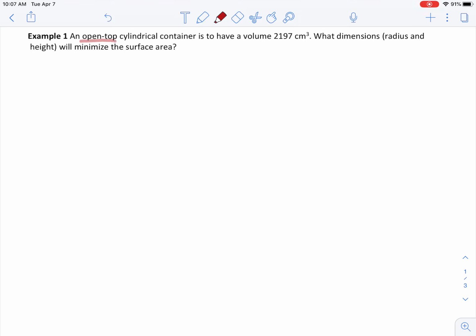But let me start with example 1, okay? This is the one that you will see on your practice exam, and I kind of like it, but like I said, I'm thinking about changing that open top part to a closed top part on the actual exam, but we'll decide.